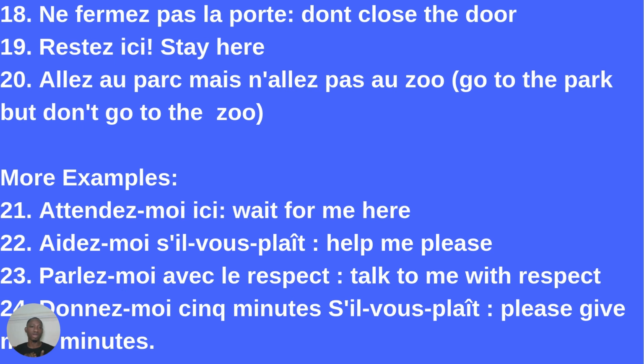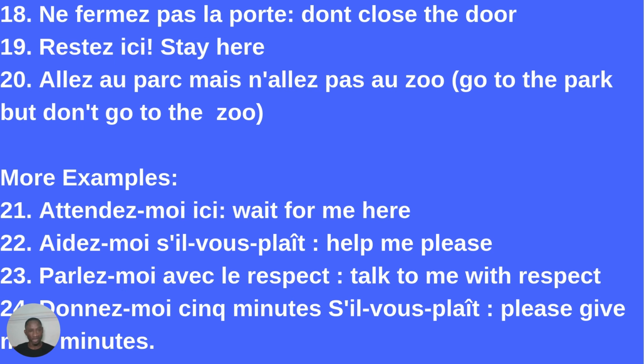Okay, like attendez-moi, wait for me. There's always attendez-moi, donnez-moi, parlez-moi, which is talk to me, attendez-moi, wait for me, whatever more. And then you have just communicated an entire sentence. Like in this case, attendez-moi ici means wait for me here. All right. Aidez-moi s'il vous plaît. Aider means to help. Aidez-moi s'il vous plaît means help me please.